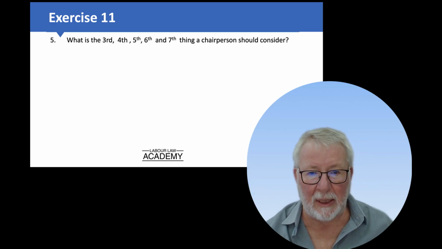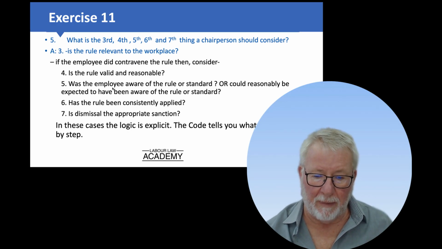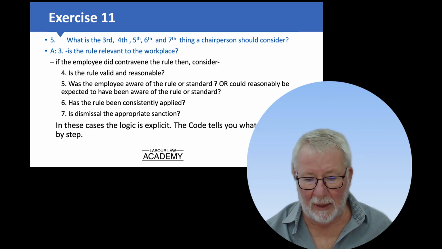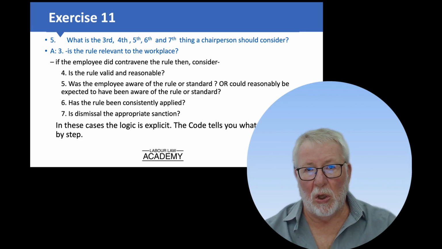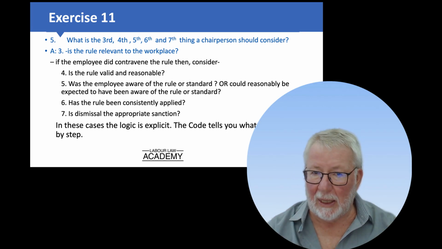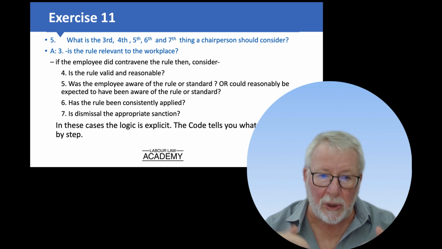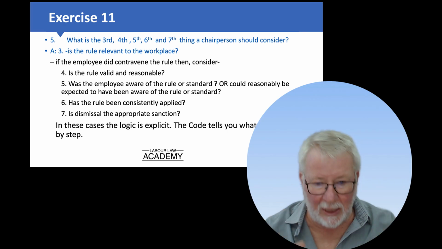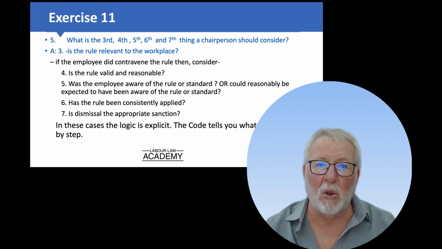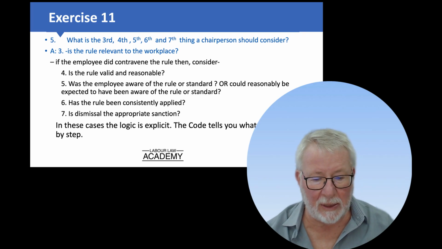Does that make any sense? So now the logic here is, it tells you what to do step by step. So the Code of Good Practice is a guideline, and it's helping you to work through a problem. And it's showing you, if you understand and read it correctly, what to do step by step by step. Okay? Does that make sense?